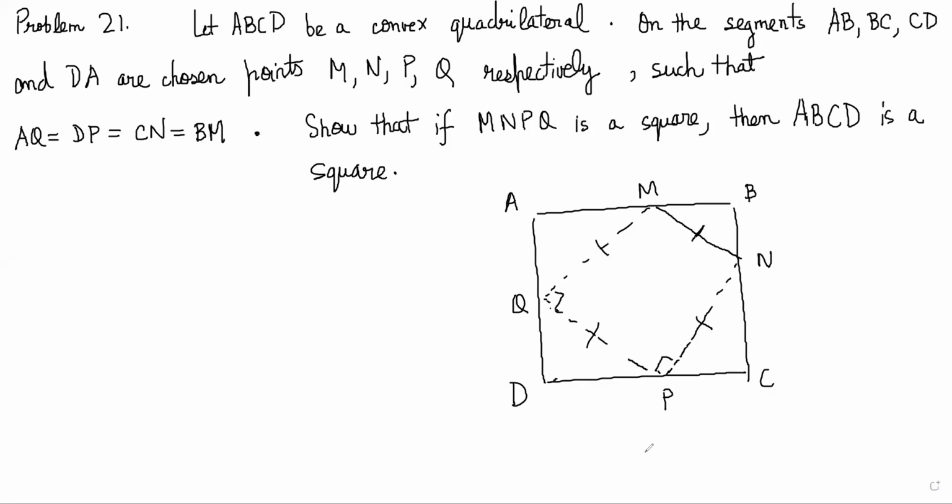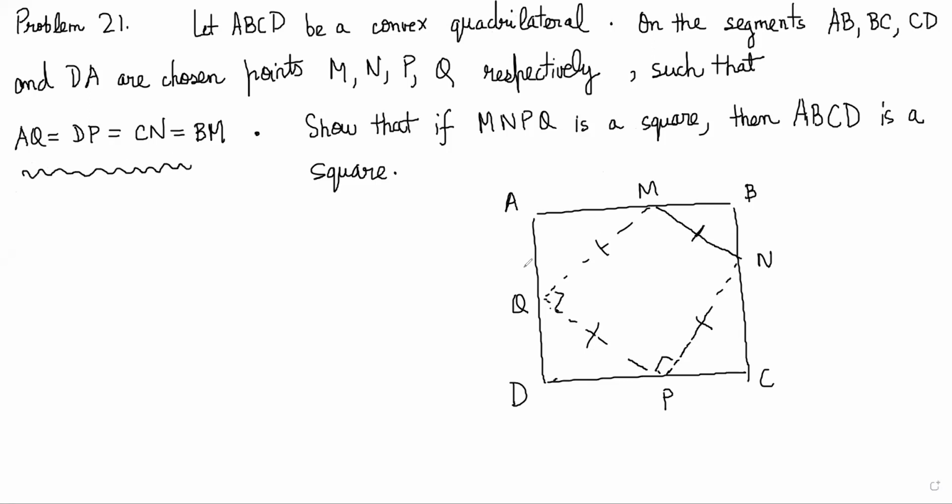Hi. So in this problem, we are going to look at a geometry question where we have a quadrilateral ABCD. It's a convex quadrilateral, and on the segments AB, BC, CD, and DA, we have chosen 4 points M, N, P, and Q. Now the condition of the question is saying that AQ is equal to DP is equal to CN is equal to BM.